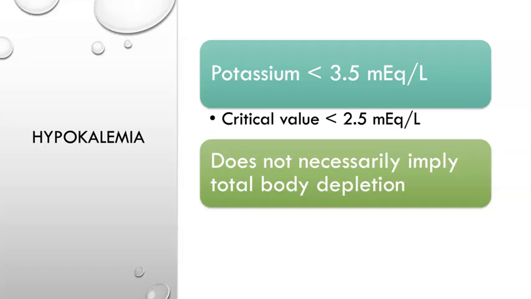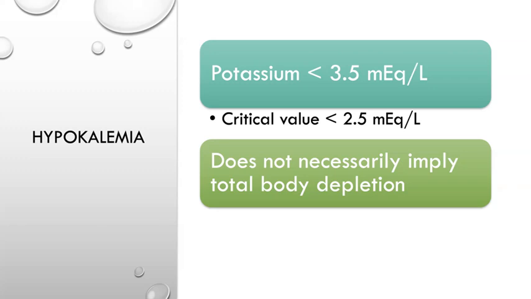Hypokalemia is defined as a serum potassium less than 3.5 milliequivalents per liter. Because potassium is necessary for muscle activity and rhythmic cardiac contraction, identifying and resolving hypokalemia is important. Hypokalemia does not imply total body depletion of potassium. Remember, most of the potassium is located inside the cell. We can only measure extracellular potassium in the serum. So there may be hypokalemia in the serum. However, intracellular potassium may be normal.